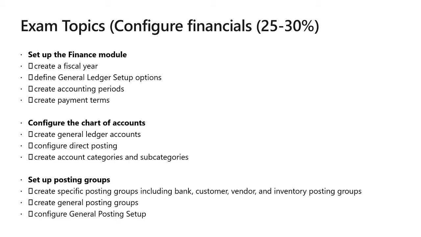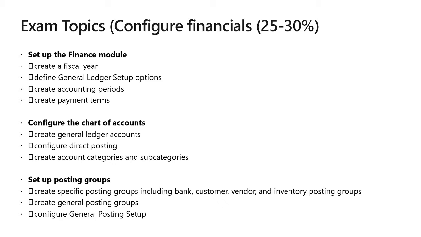Each of the modules of Business Central, be it sales, purchase, inventory, financials, fixed asset, all of them have a setup table associated with them. For example, for financials it's general ledger setup. For sales, sales and receivables setup. Purchases and payables setup. Inventory setup. So in this one we will talk about how to set up general ledger setup and what the fields are there. Then create accounting periods, create payment terms, create payment methods.